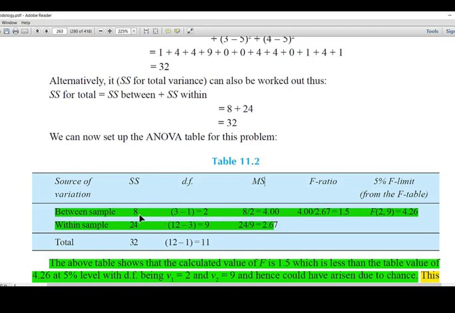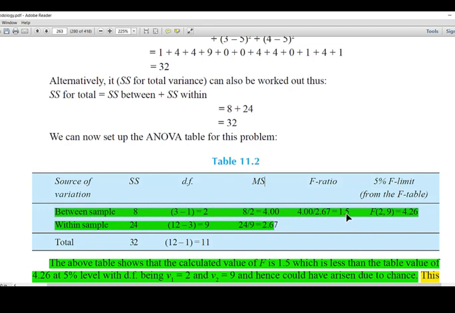The SS between samples, 8, divided by the corresponding degrees of freedom 2, gives 4. Within samples, SS is 24 and degrees of freedom is 9, so MS is 24 by 9, that is 2.67. After calculating these MS values for between samples and within samples, we calculate the F ratio. F ratio is 4 by 2.67, that is 1.5.